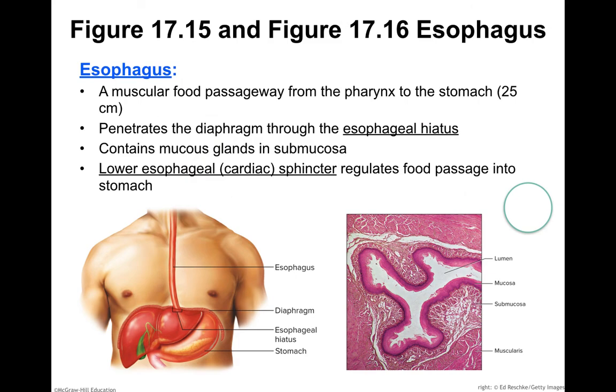So that esophagus itself is a muscular food passageway from the pharynx to the stomach. It's about 25 centimeters long, penetrates the diaphragm through the esophageal hiatus. It's got mucus glands in its submucosa. The lower sphincter that regulates entry of food into the stomach is called the cardiac sphincter. And once it passes through the cardiac sphincter, it is into the stomach, which will be the topic of our next set of notes.